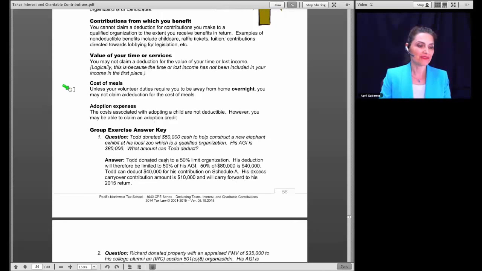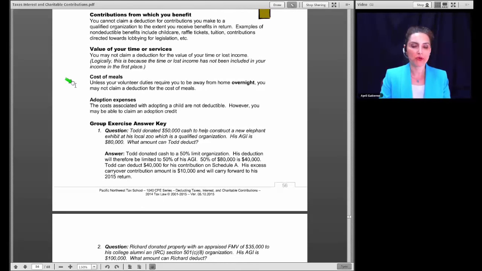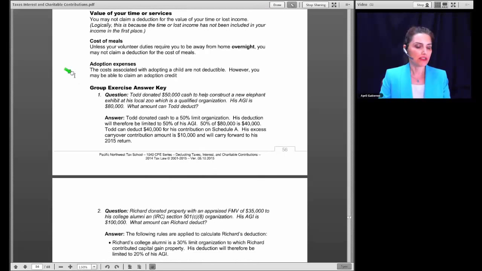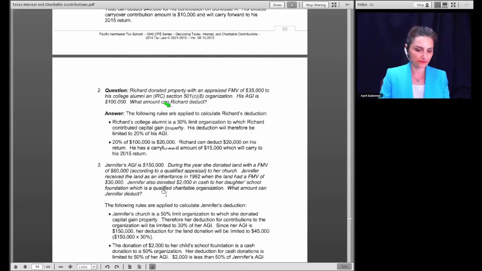Cost of meals. Unless your volunteer duties require you to be away from home overnight, you cannot claim a deduction for the cost of meals. Adoption expenses. Costs associated with adopting a child are not deductible. However, you may be able to claim an adoption credit instead.